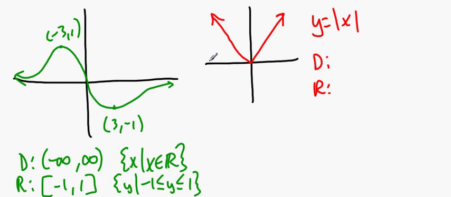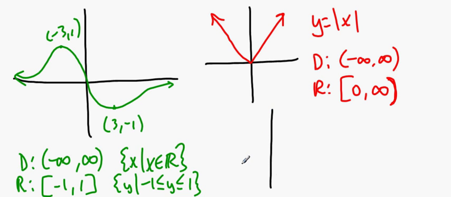The domain, again, all x values appear to be good, and that will be the case most of the time. The range, there are no negative y values. 0 appears to be the smallest y value, and we shoot up from there. So 0 to infinity is your range.